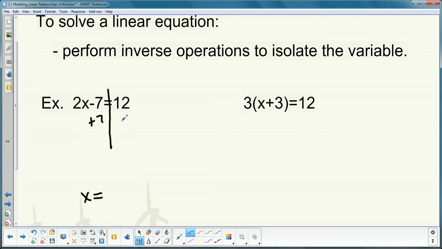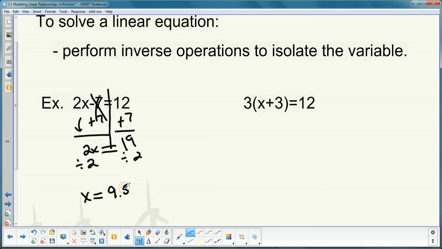Remember, anything we do to one side, we have to do to the other side, so I'm going to add 7 to the other side as well, which will make those cancel out, and I bring down my 2x, I bring down my equal sign, and 12 plus 7 is going to give us 19. And then finally, to get rid of that 2, since we're multiplying here, we're going to divide. 19 divided by 2 is going to give us a decimal, and that's okay. We're going to end up with x equals 9.5.